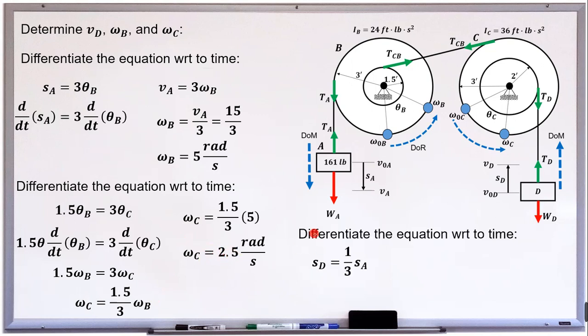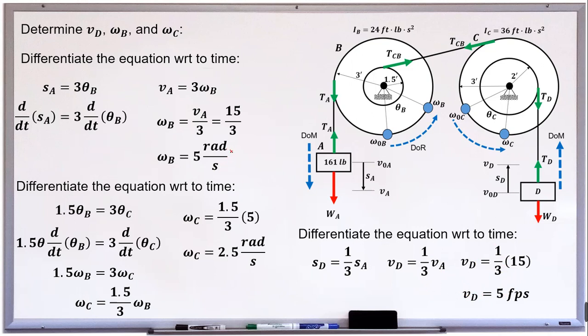And finally, differentiating with respect to time the linear displacement relation between D and A. So we have the linear displacement of D is simply 1/3 that of A. If you differentiate this with respect to time, you also have this relation that the velocity of D is also 1/3 that of A. And since we already have a value for the velocity at A, we have 1/3 times 15 that is equal to 5 feet per second. So this is the value of the final velocity at D.